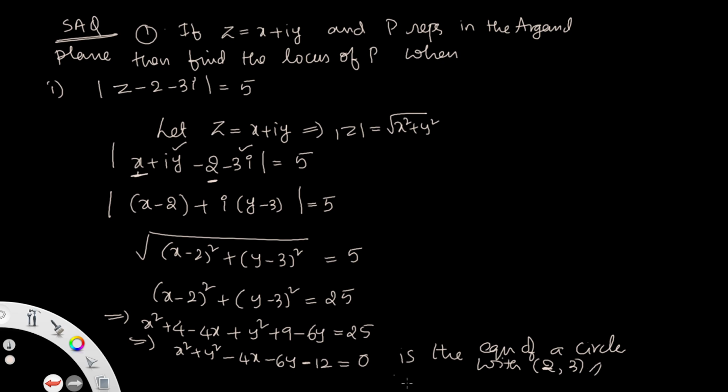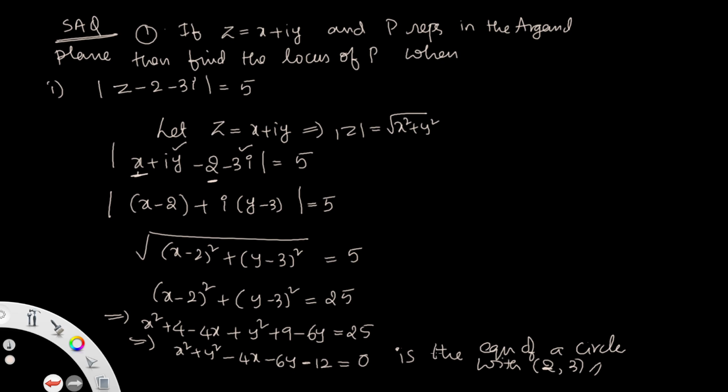This is an important question for 4 marks, the first bit of the SAQs. Mod of z minus 2 minus 3i equal to 5. Let z equal to x plus iy, mod z equal to root over x square plus y square. Then substitute z equal to x plus iy, where z is there you have to write x plus iy. Now take the real parts on one side and imaginary parts on one side. That is x minus 2 without i, so we have taken it as the real part, and with i common, that is i into y minus 3, in the modulus equal to 5.